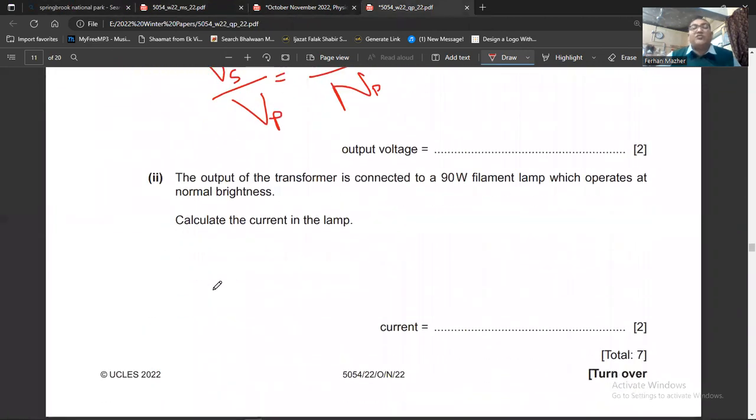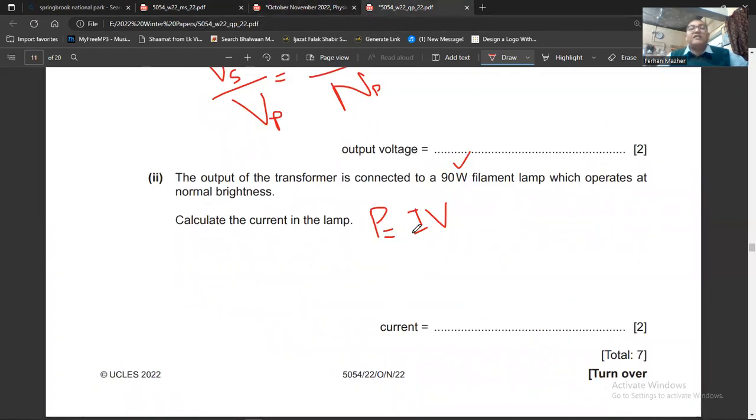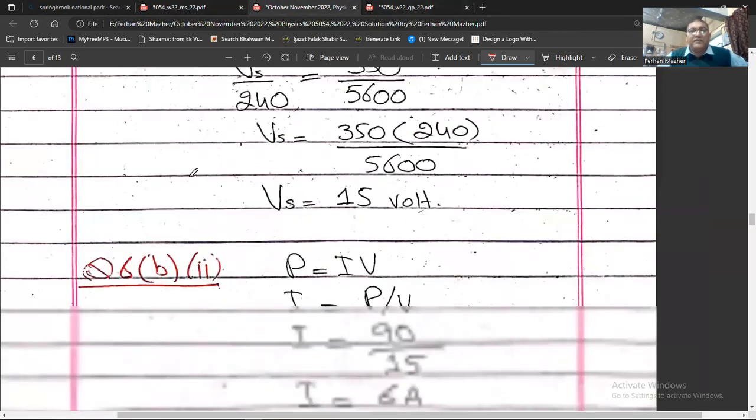Then the question is, the output of the transformer is connected to a 90 watt filament lamp which operates at normal brightness. Calculate the current in the lamp. You know the formula for electric power is P equals I times V. The power is given here, and I know the voltage, that is 15 volts. And I is the question.